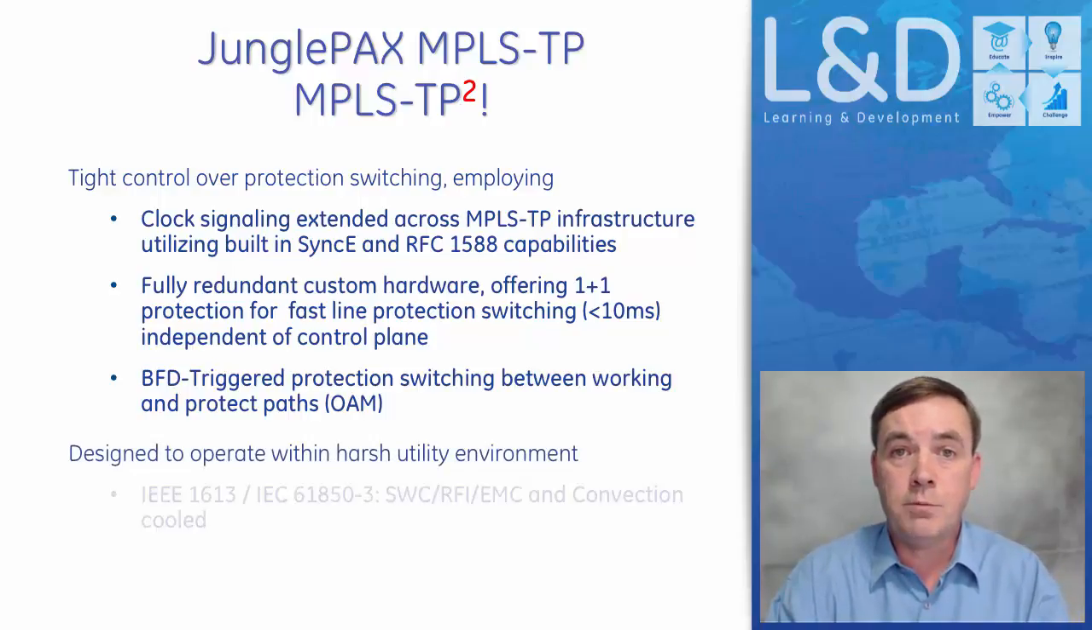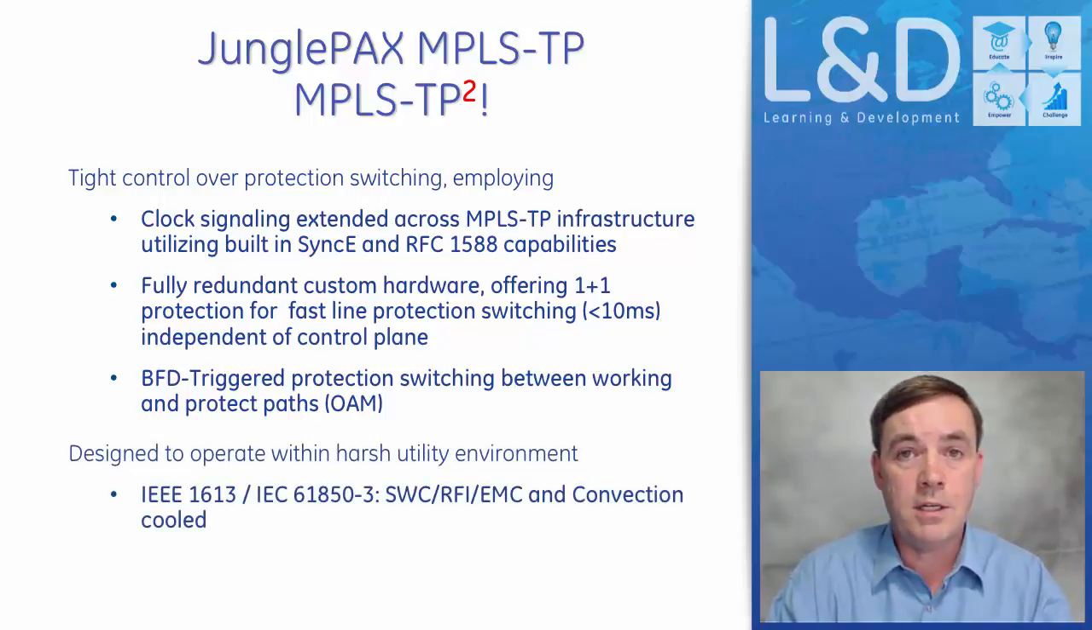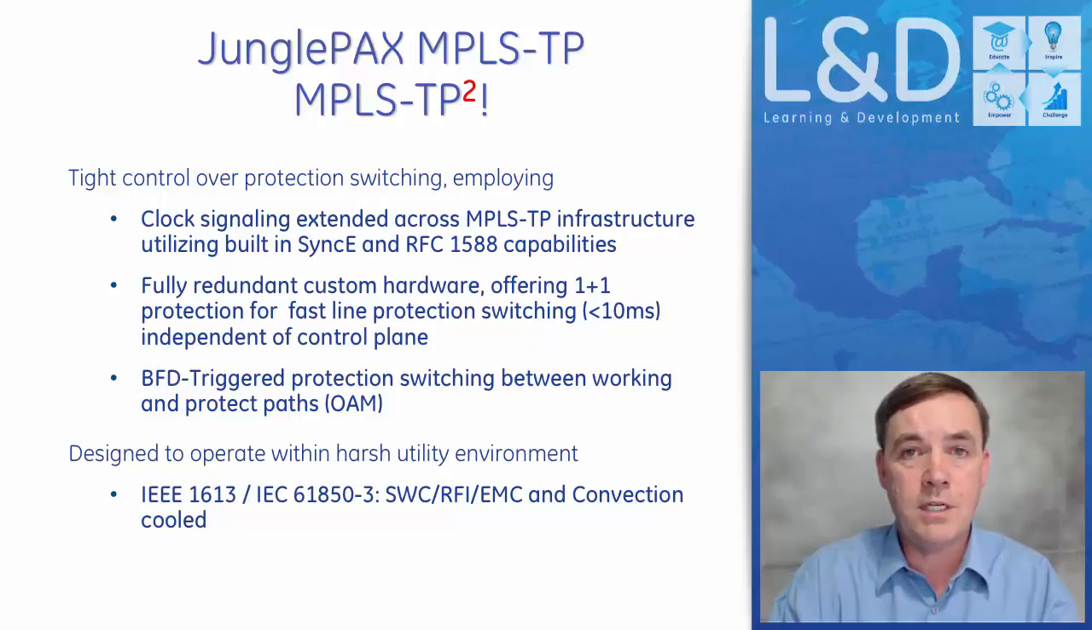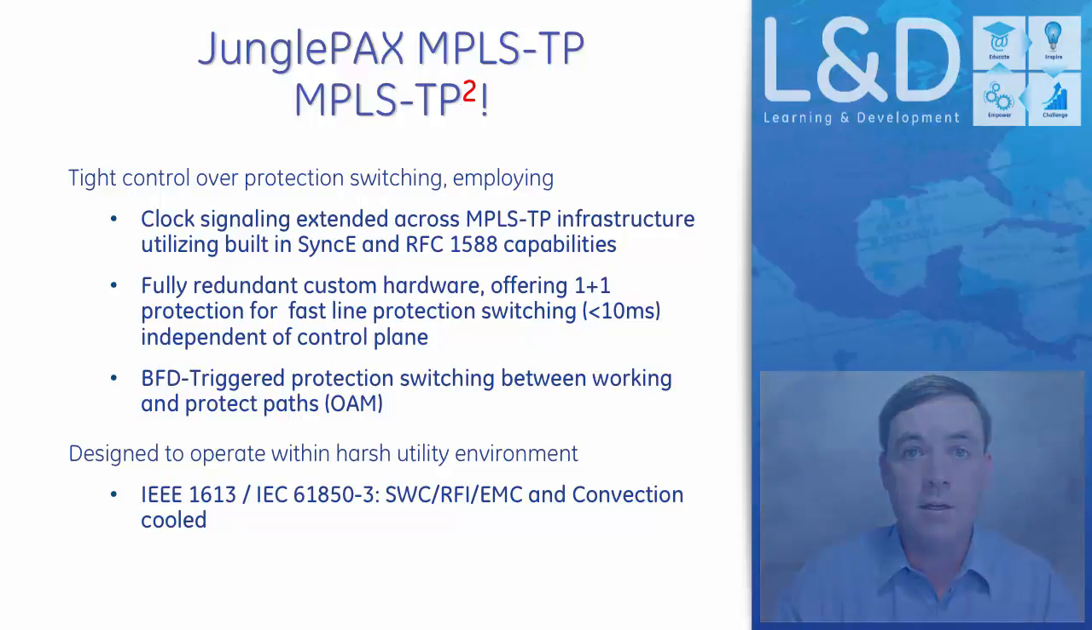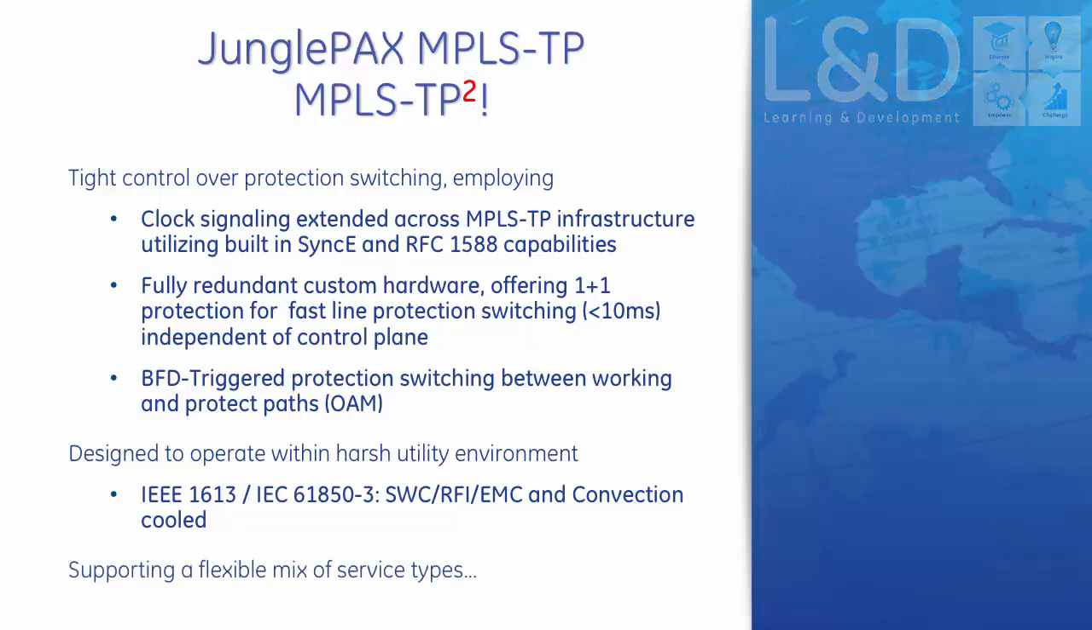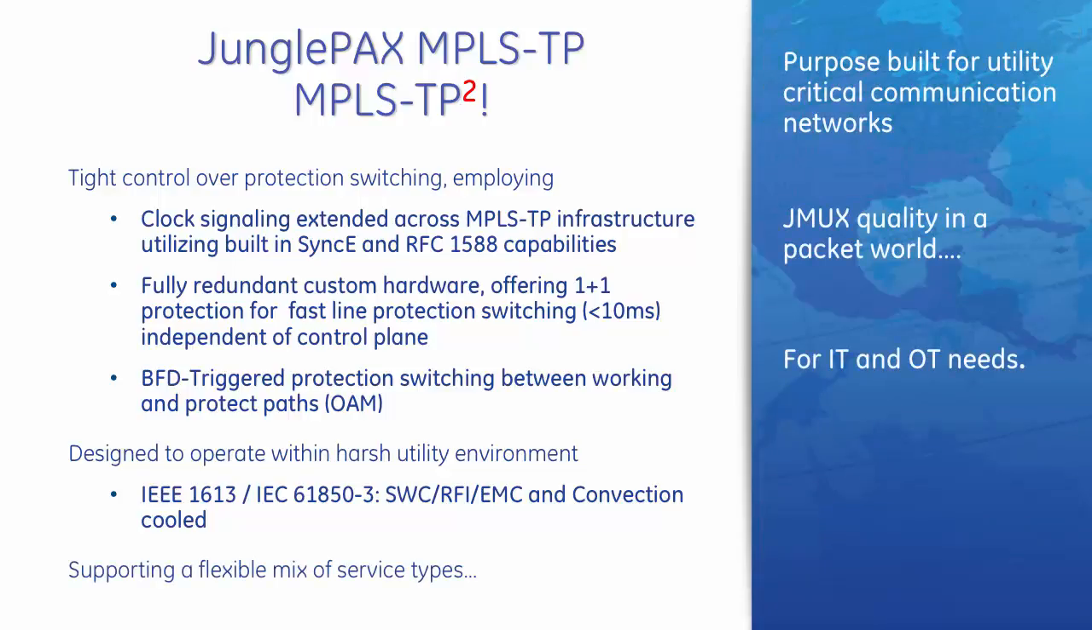Of course, with the JunglePAX being built for utility markets, it is designed to operate within the harsh utility environment with full support for IEEE 1613 and IEC 61850-3. The JunglePAX supports a flexible mix of all service types. This means it is purpose-built for utility-critical communication networks. GE's JunglePAX is quality in a packet world and is built for IT and OT needs.